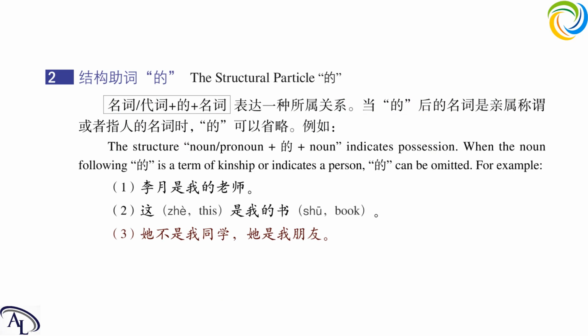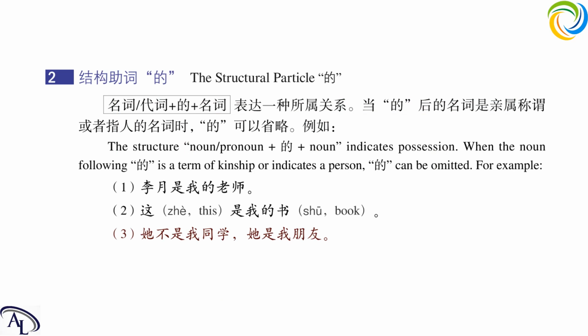这, initial zh, final e, the tone is the fourth tone. It means this. 这是我的书, this is my book. 我 is the pronoun here and 书, book, is the noun here. 我的书, my book. Last example is 他不是我同学，他是我朋友。Did you see anything strange?